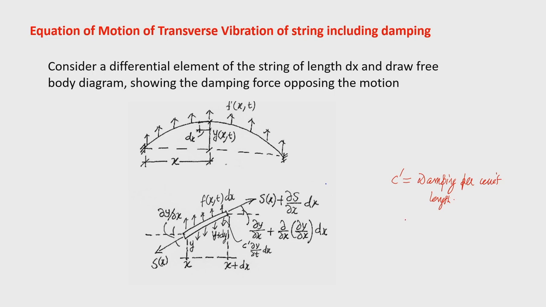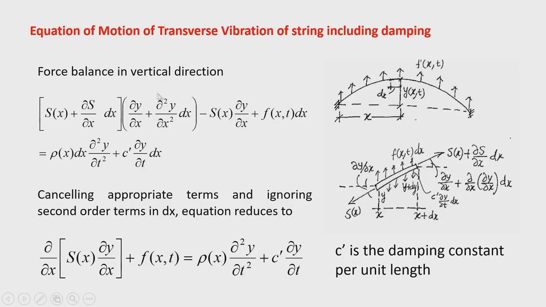You remember C earlier we have used as a wave velocity, which is nothing but the square root of S by rho. S is the tension in the string and rho is the linear density of the material. Okay, so therefore I have used two different symbols, C prime and C. Okay, now this is the free body diagram that is shown here, showing the forces, and these forces when we sum up should be equal to the mass into acceleration, that is the inertia force, as per Newton's second law. Okay, now if I write down the equation of force balance in the vertical direction, then we get this.